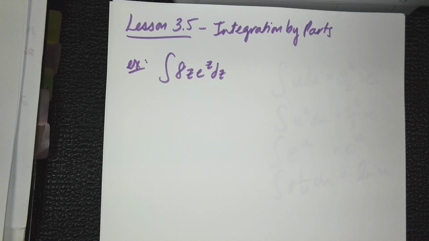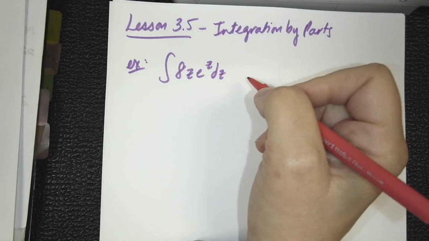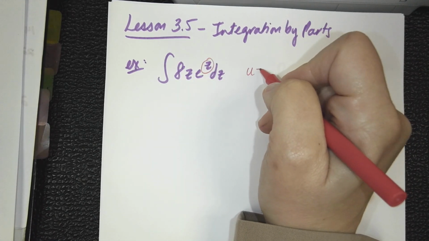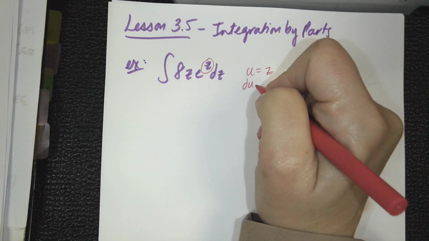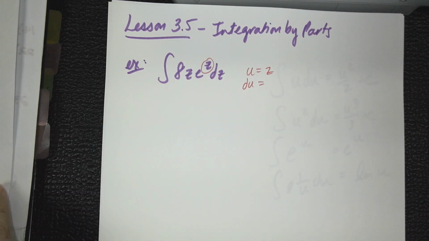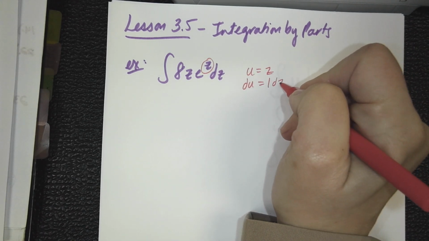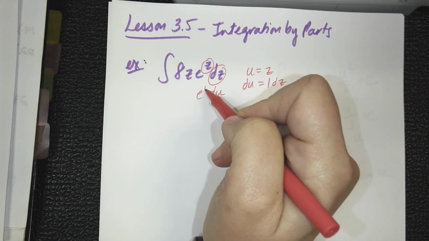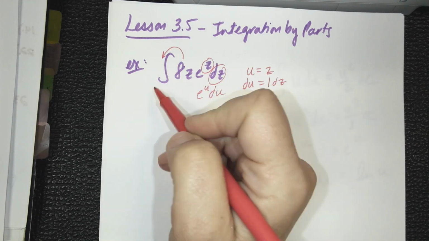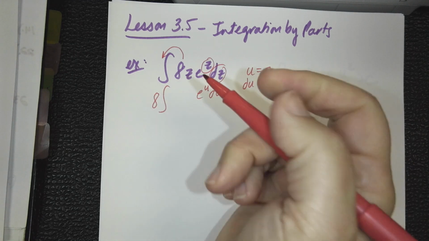For example, if I tried to do it the power rule or the U substitution way, I'd say okay, I'm going to make this my u, because usually it's the power. What's the derivative of z? 1, and then you put your dz here. And then I'll call this du, and this one e to the u, and bring this 8 outside. You don't have to write this down. Do not touch.